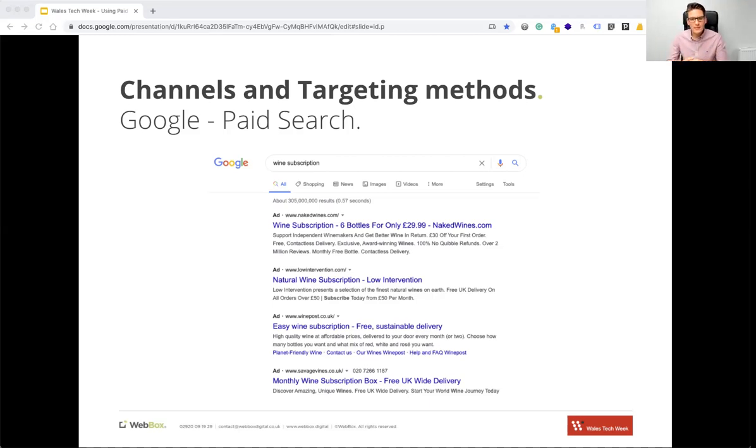There's obviously many other factors that also influence whether your ad will show, such as keyword match types, negative keywords, and keyword bids, but in principle, that's how it works.